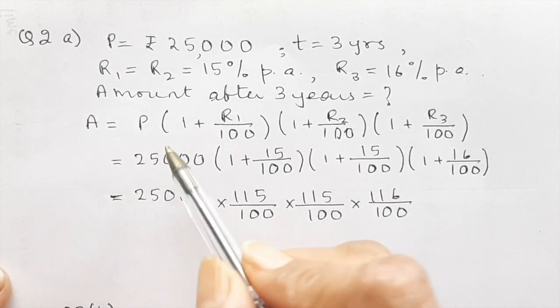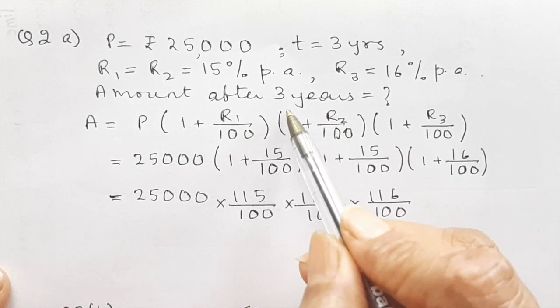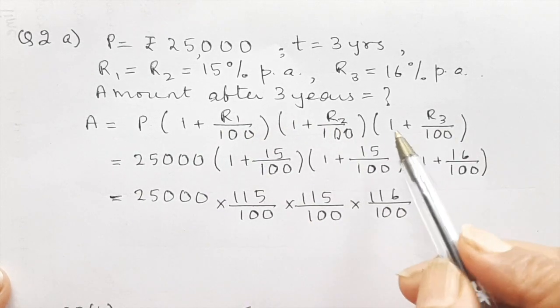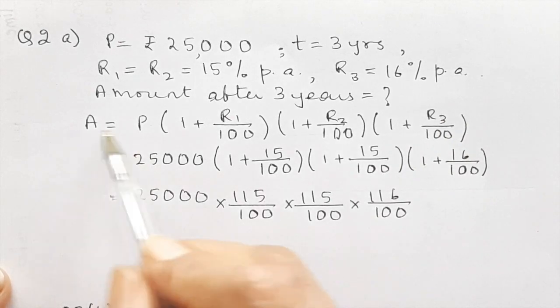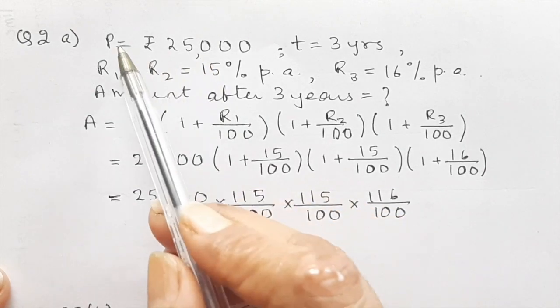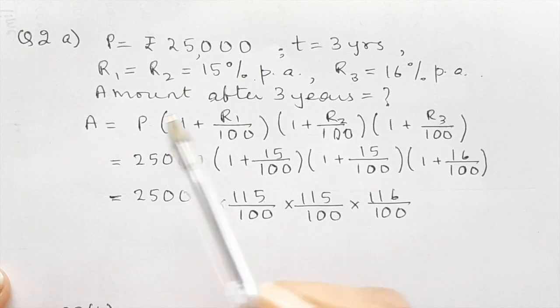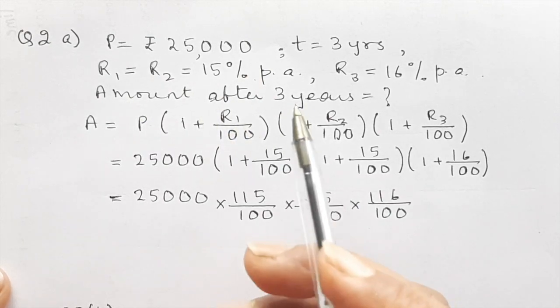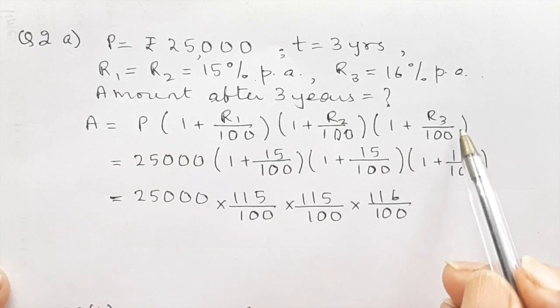So amount is principal into bracket 1 plus R1 upon 100 into 1 plus R2 upon 100 into 1 plus R3 upon 100. Now using this formula will be quicker than finding individually principal for first year, then interest for first year, then amount for first year, that becomes principal for second year, etc. That will be slightly longer method. So I choose to use this formula.